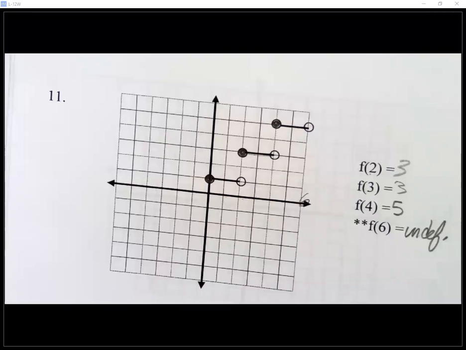I thought this was good. This is baby intro. Now we're getting to the meat of it.